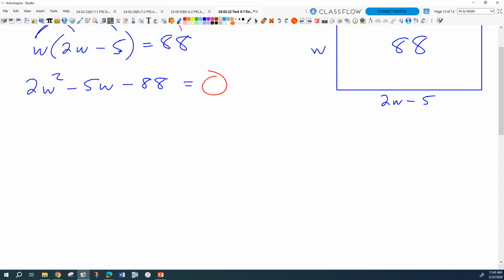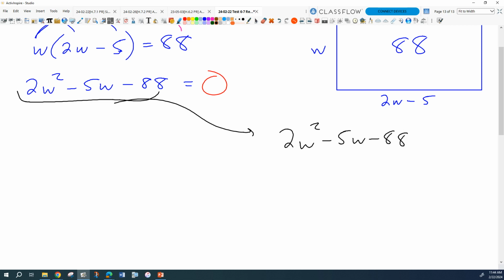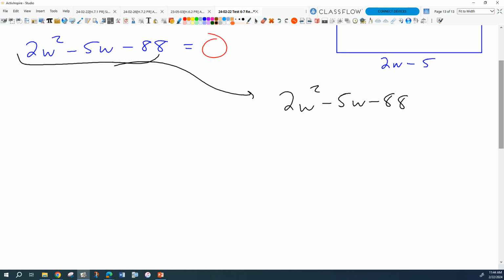When I want to factor this guy, we'll go over here. Okay, first step in slip and slide is what? Slip the 2 over and multiply by the negative 88. And that's going to give me a basic polynomial that I can factor more easily, right? So W squared minus 5W minus 176.